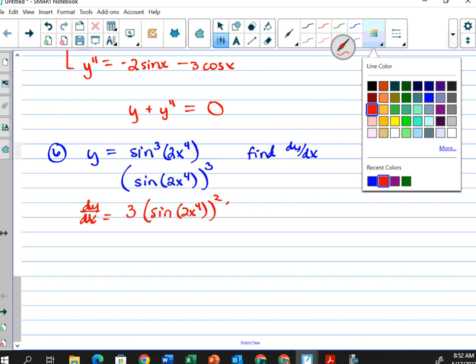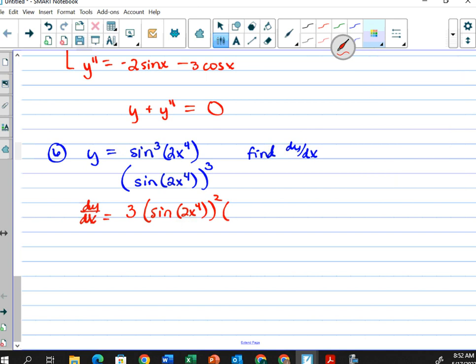Then we move into the inside. So we're done with the exponent outside. Now we're looking at just sine of 2x to the 4th. So what's the derivative of sine? Cosine of 2x to the 4th. Then all the way inside, what's the derivative of 2x to the 4th? That's really not hard. So then I can just simplify a little bit. What do I get? 24x cubed.